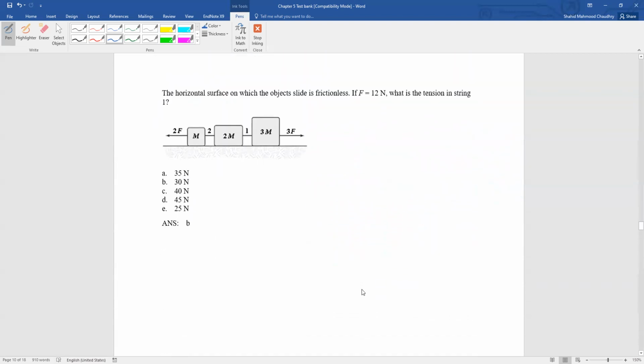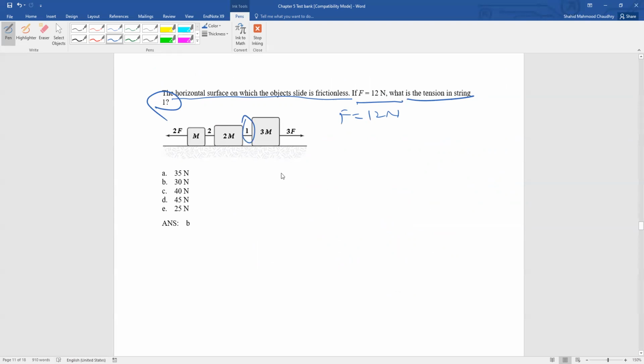Okay. After this is a very important question. In this question, the horizontal surface on which the objects slide is frictionless, no friction. We are not discussing any frictional forces yet. F is 12 Newton. It is given. What is the tension in string 1? This one. We want to find this one.